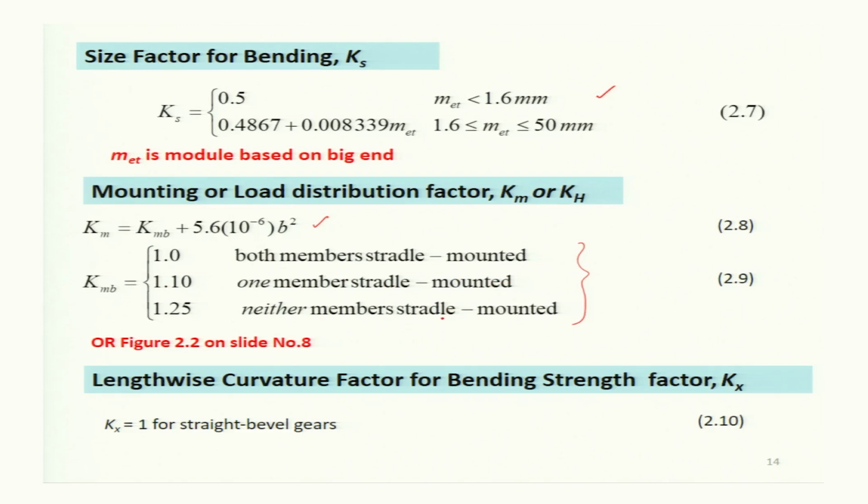If both are like a cantilever, then 1.25. Or you can use figure 2.2 on our slide. Now, lengthwise curvature factor for bending strength, Kx factor, that means along the length the teeth are tapered, and so that effect is taken with the help of this Kx. Now, Kx is taken as 1 for the straight bevel gear.